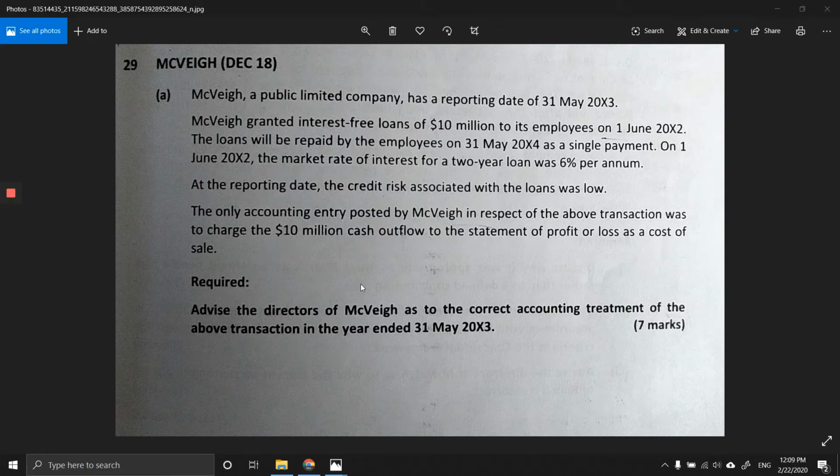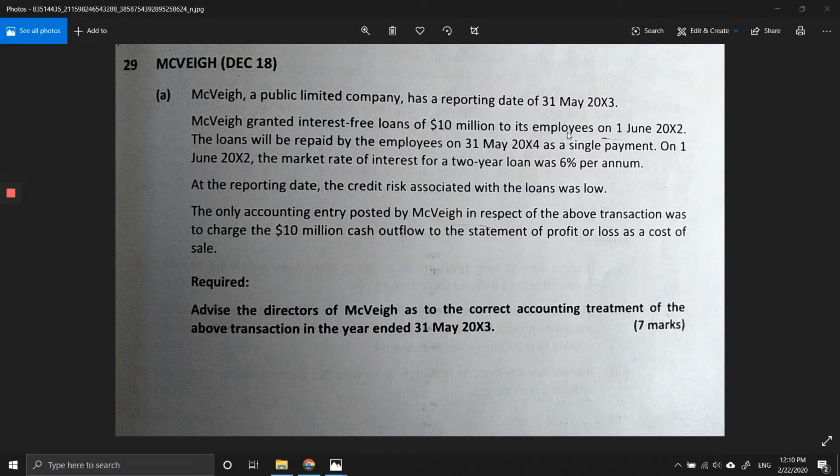So in this particular session, what we will be discussing is McVeigh. McVeigh is a public limited company with a reporting date of 31st May 20x3. McVeigh granted free loans of 10 million to its employees on 1st June 20x2. That means exactly 1 year ago. The loans will be repaid by employees on 30th May 20x4, so after 2 years. But now we have a reporting period of 31st May 20x3.